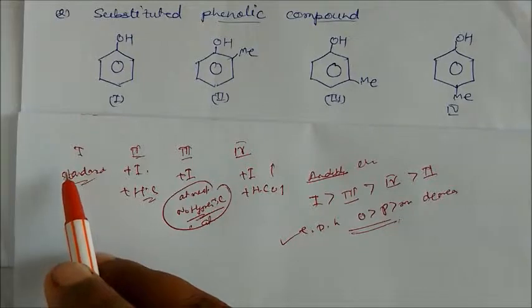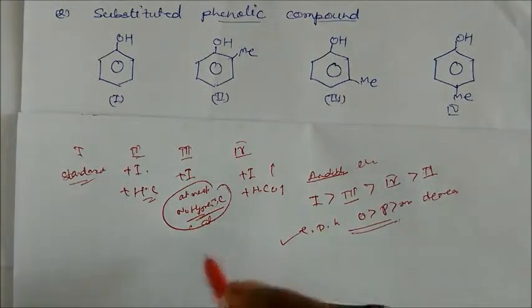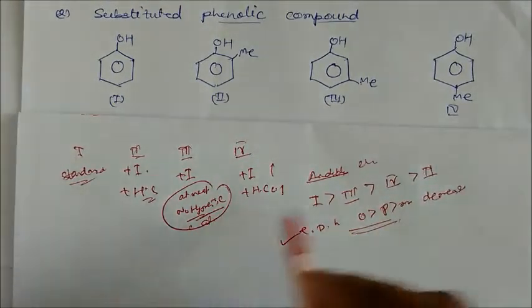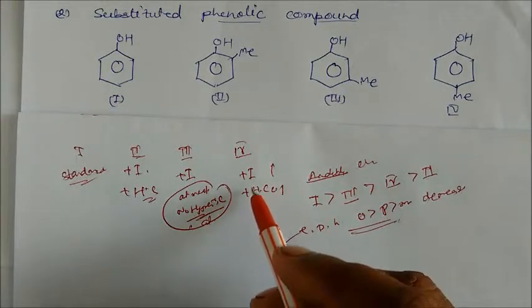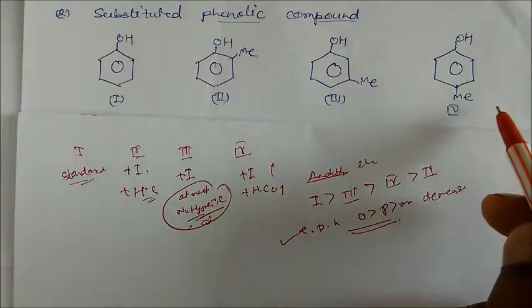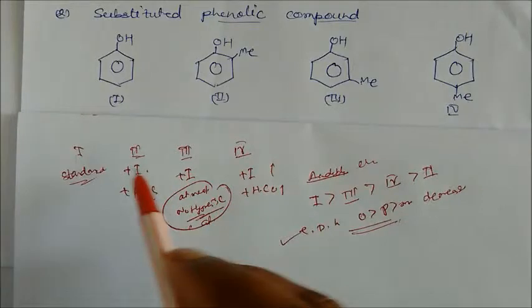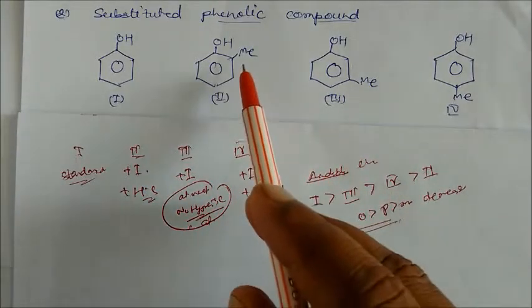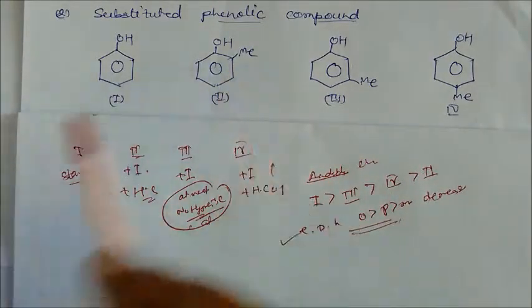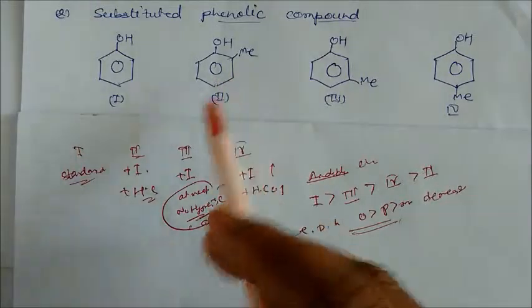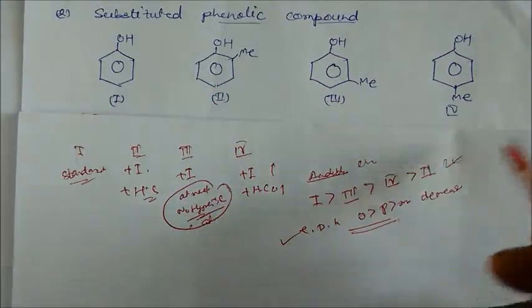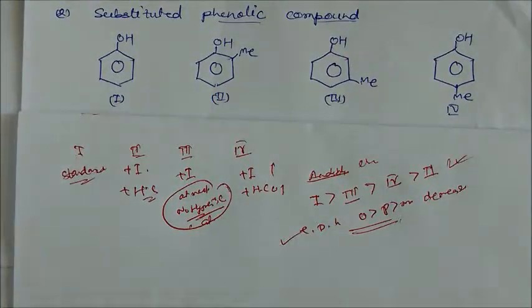First will be more this one, then meta position. Then second, hyperconjugation is also there, but this distance is more. And here 2 is very near to this one. So this will be more basic, less acidic. So this is our order of the acidic characters.